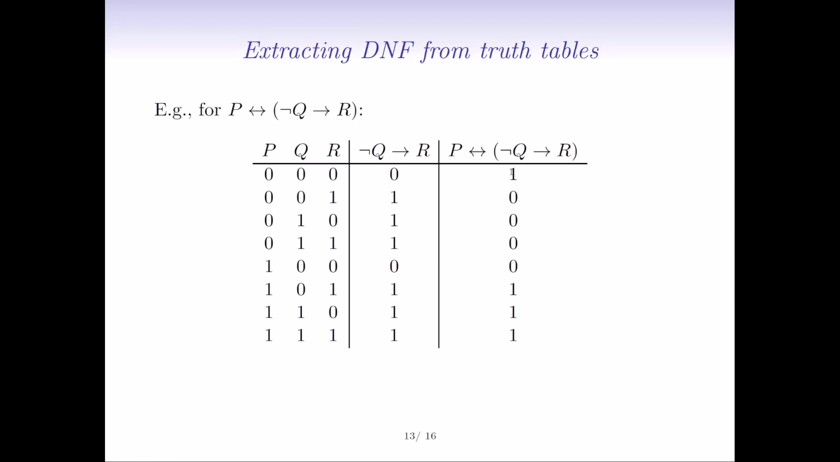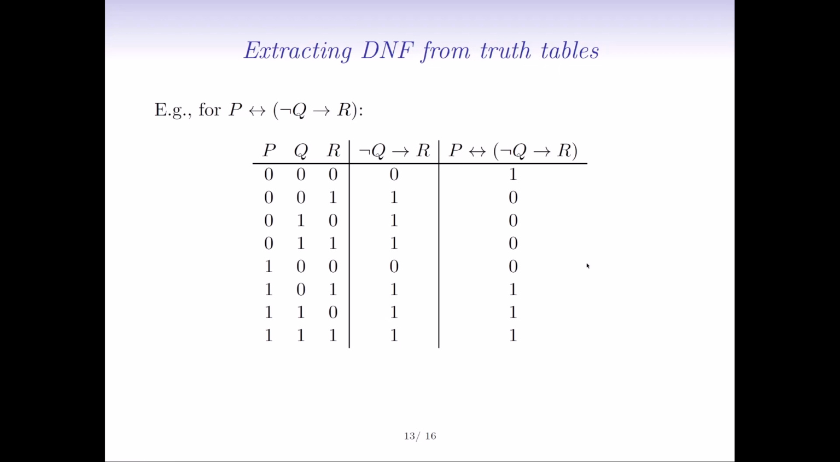So here I've given the truth table for the formula P if and only if not Q implies R. You see here I've done the normal thing of constructing an intermediate truth table column for the subformula not Q implies R, and so that's kind of easy to do. And then here, this column is for the whole formula, and so we just look at all the lines in which P and not Q implies R have the same truth value. So that's the case in the first line and in the last three lines.